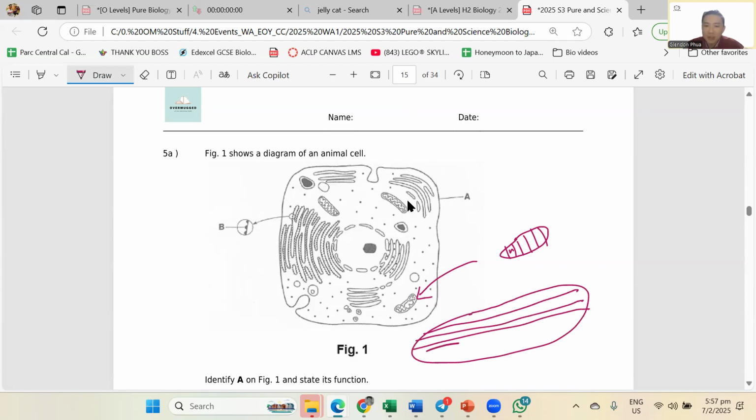So that is my pro tip to you. If it's lengthwise like this, it is a chloroplast. If it's horizontal like this, or it forms an ellipse, that is your mitochondria. First tip. Second tip is this.